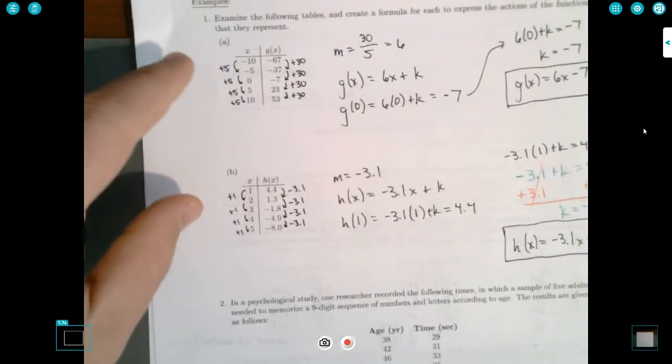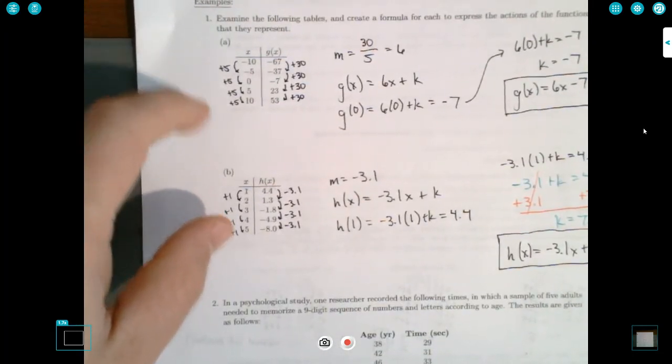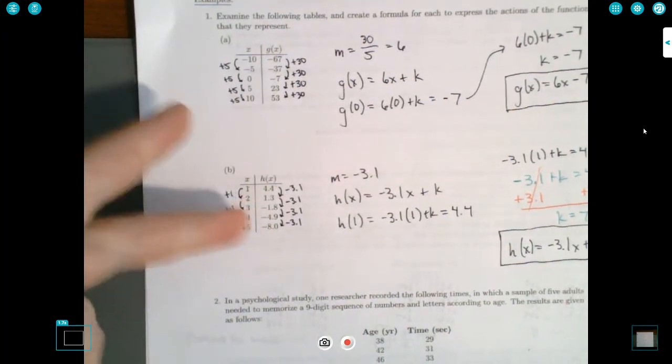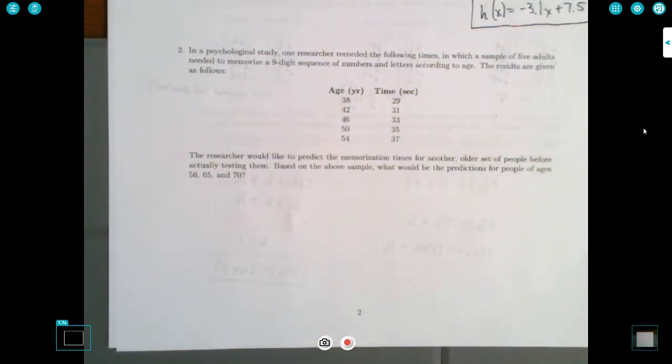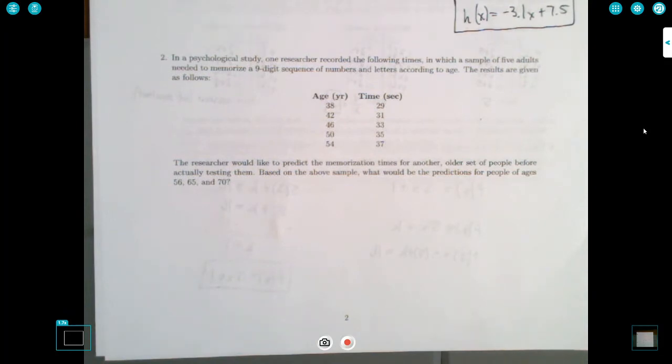Of course, these examples seem kind of like, well, these are just numbers. What does any of this mean? Well, let's take a look at an example of how you could apply this to something. This says, in a psychological study, one researcher recorded the following times in which a sample of 5 adults needed to memorize a 9-digit sequence of numbers and letters according to age.